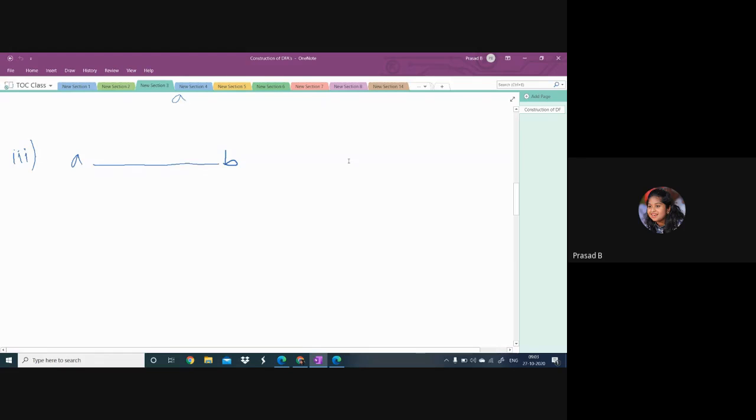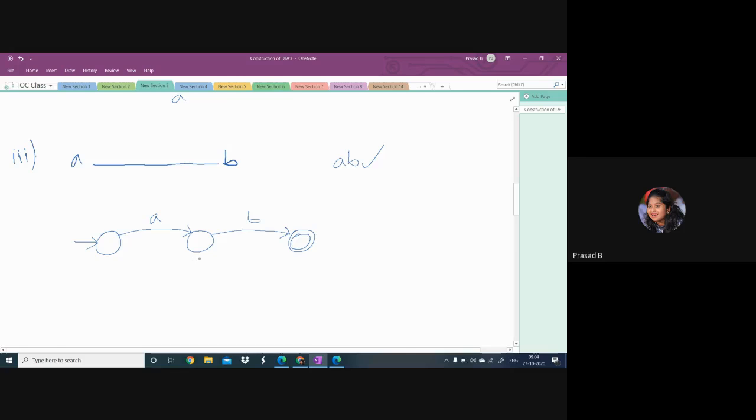Okay. Starting with A and ending with B. So here, the smallest string is AB. So accept AB first. A, then B. So from initial, we'll come to this on A, and ending with B.